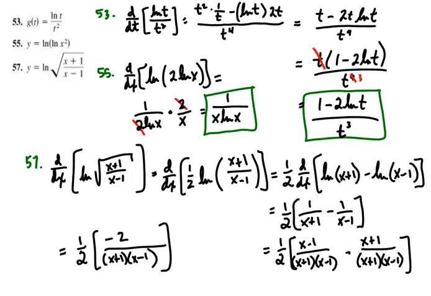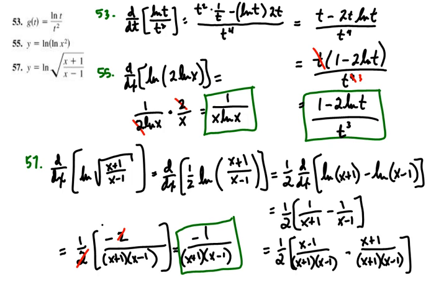Okay, so we ended up at the end of problem 57. We just didn't have enough time to finish it up. So by all this simplification here, and again, this is just algebra stuff, which is good for you to work on. It's only going to help you in the future. But we can cancel those 2's there. And we would end up with negative 1 over x plus 1 times x minus 1.